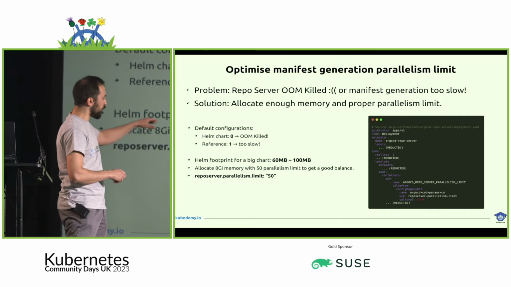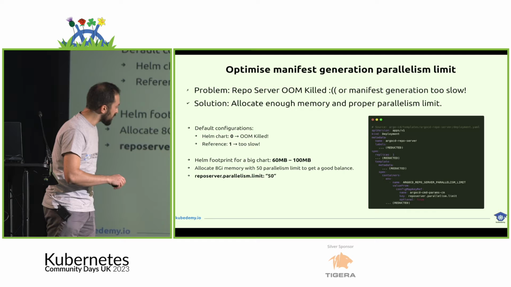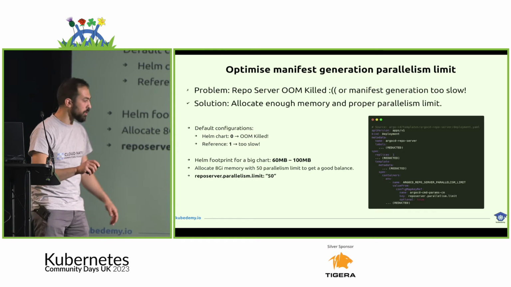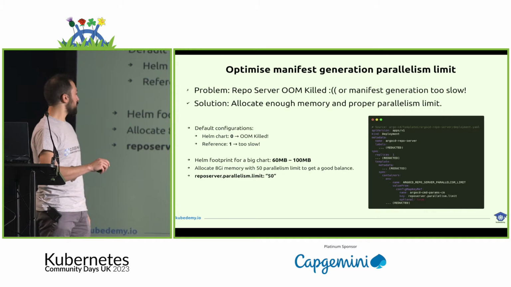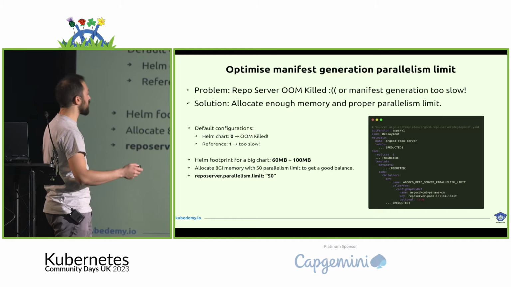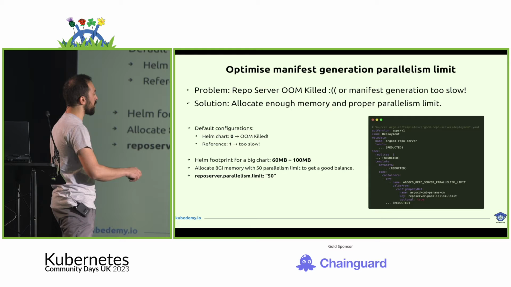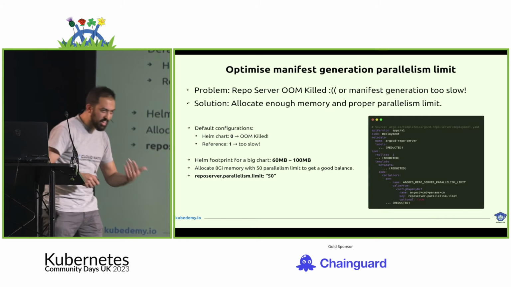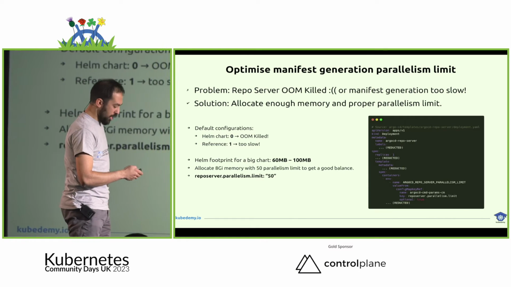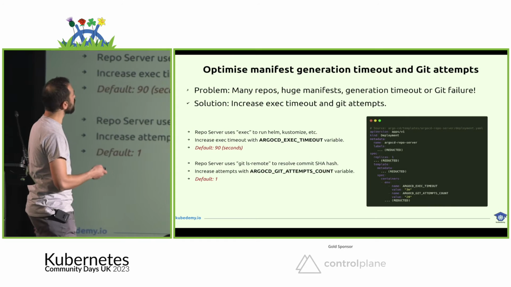A Helm footprint for a big chart needs 60 to 100 megabytes of memory. And for example, for 1,000 applications, it's good to change the limit to 50. And this is another thing you should do.